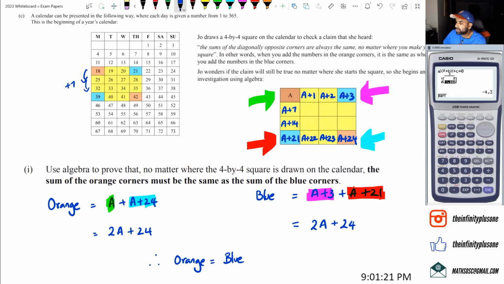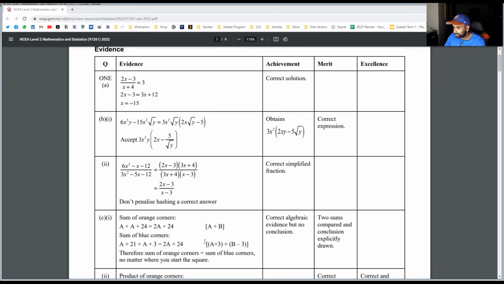All right. So, grades-wise for this question, we are looking at correct algebraic evidence, but no conclusion. Conclusion explicitly drawn. Oh, see, that's just being picky, isn't it? I mean, have a look at the answers, you guys. So they've got the 2a plus 24 and 2a plus 24, right? They've done all of that. Therefore, sum of orange equals sum of blue.